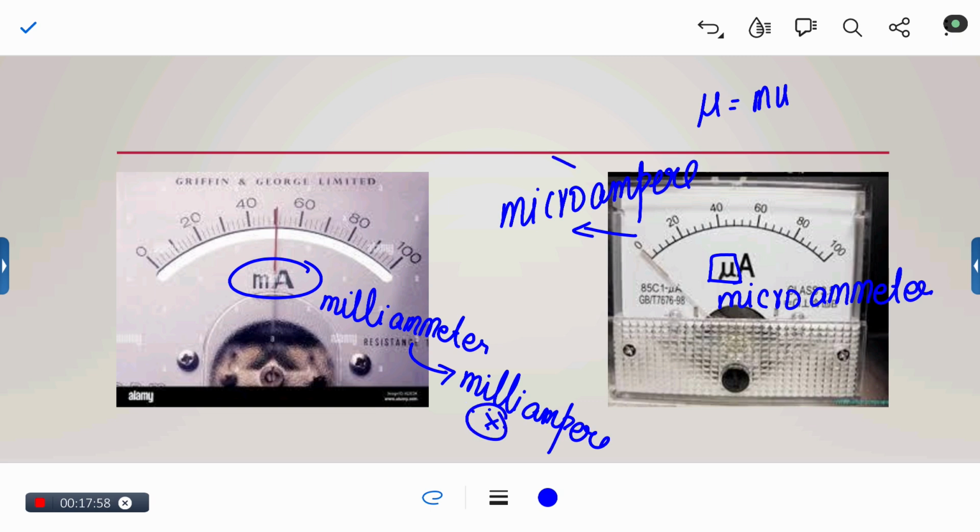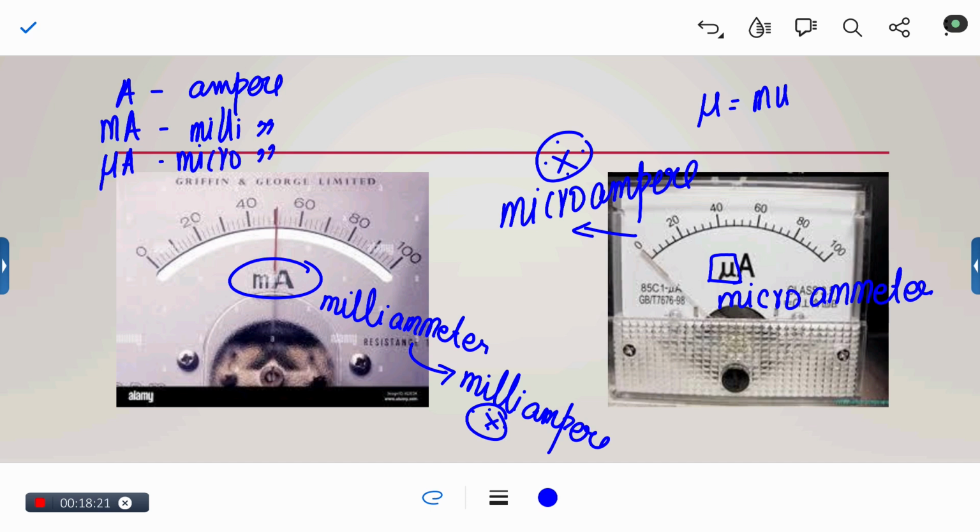So check the device whether it is given as A or mA or μA. If it is given as A, the unit of current is ampere. If it is given as mA, the unit of current is milliampere. If it is given as μA, the unit of current is microampere. If it is given in ampere, we need not convert anything. If it is given in milliampere, then we need to convert. For example, the amount of current passing through the circuit is 5 milliampere. If it is given so, this smaller unit we need to convert into SI.